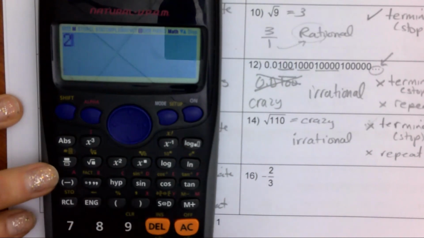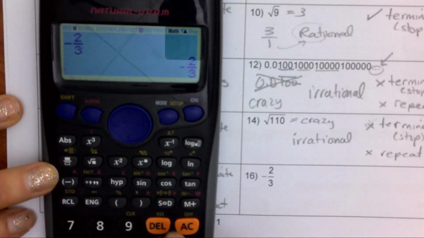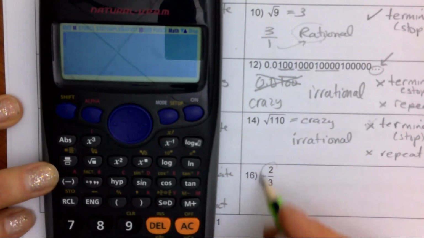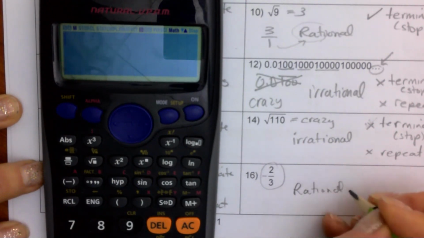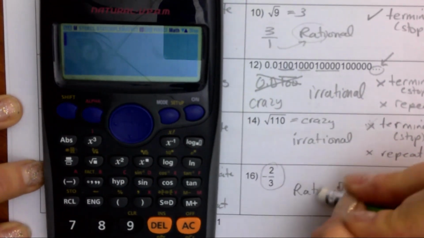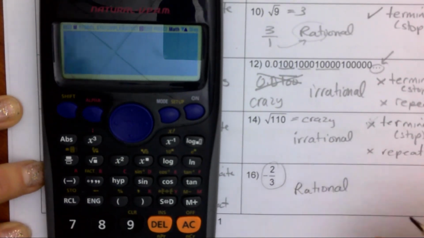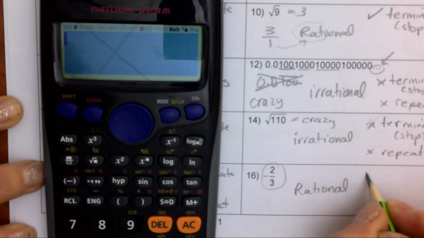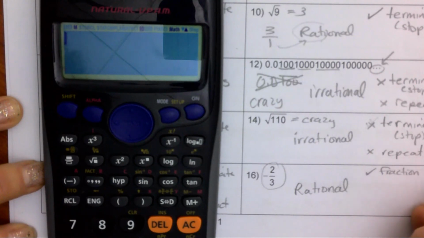Negative 2/3. Oh, just wait. It's a fraction. So if it's a fraction, it's automatically a rational number. I spelled that funny. Okay, why is it a rational number? Because it can be written as a fraction of two integers, or a ratio of two integers.